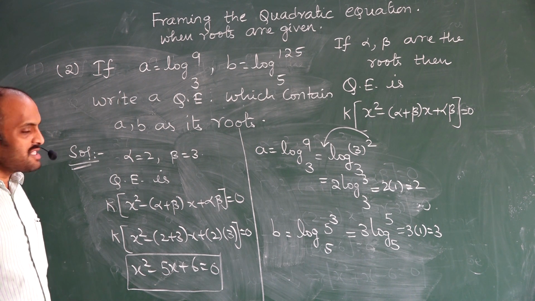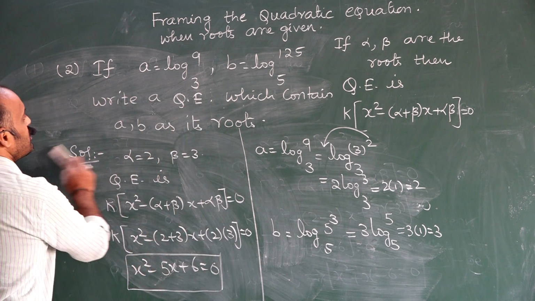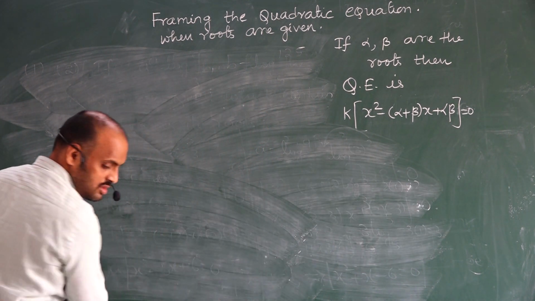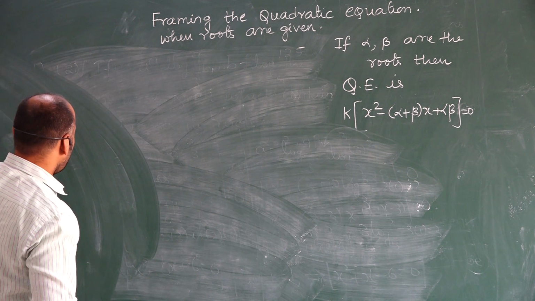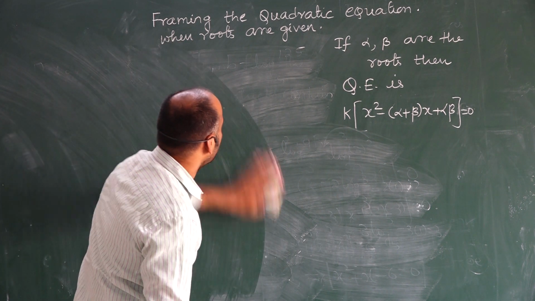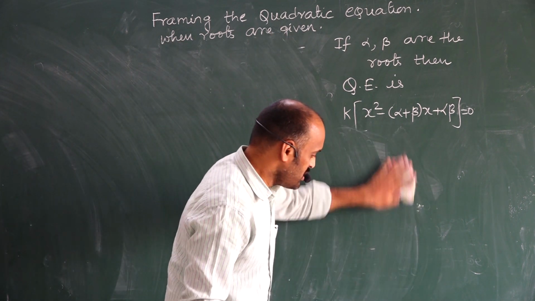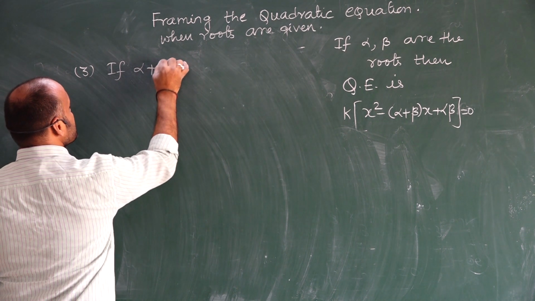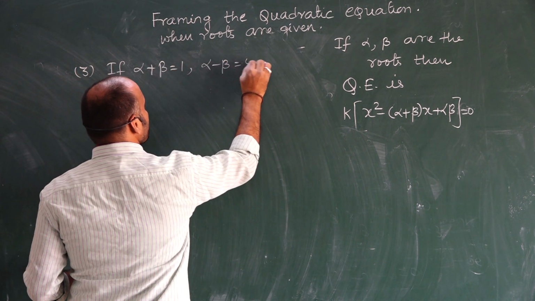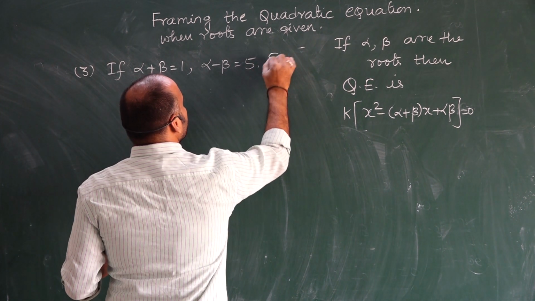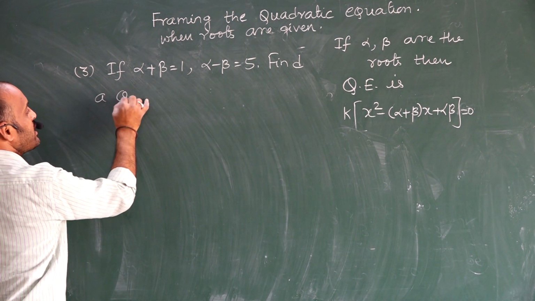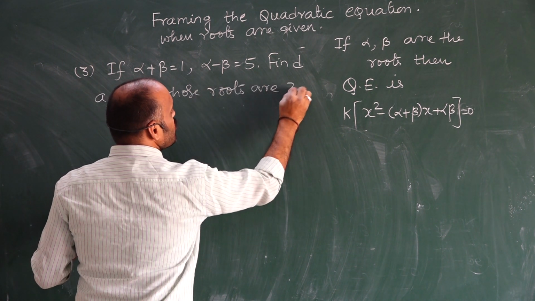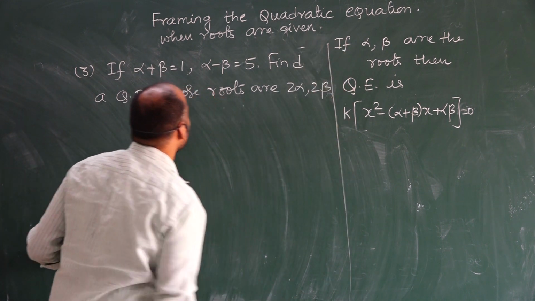Okay. Now, let's see one more example of a different kind. If alpha plus beta is equal to 1 and alpha minus beta is equal to 5, find a quadratic equation whose roots are 2 alpha, 2 beta.